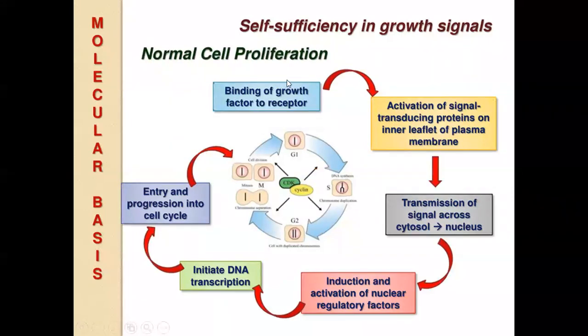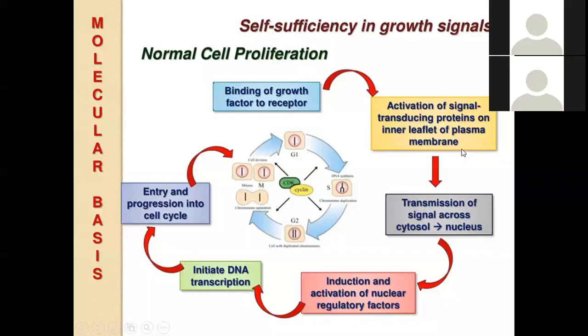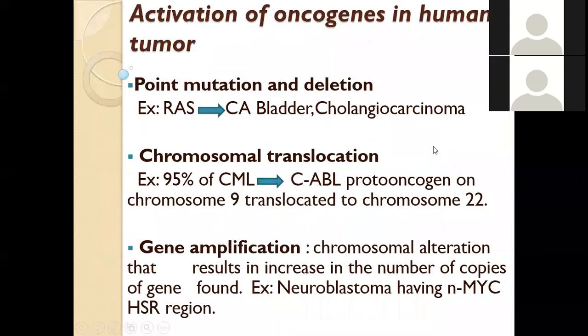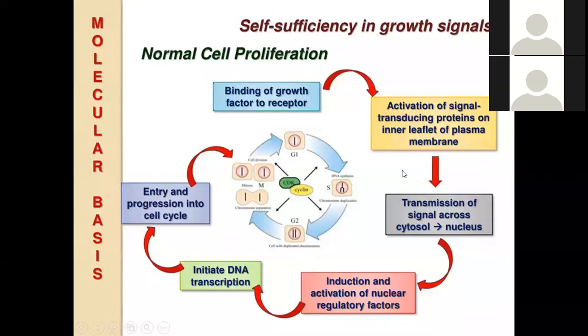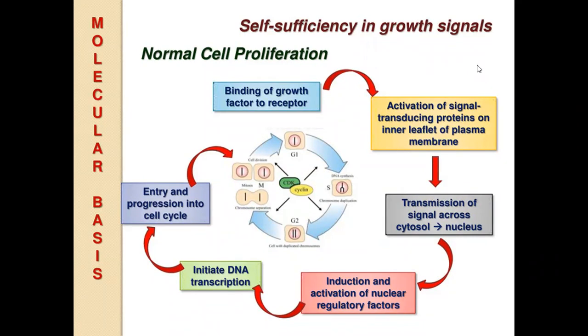So, self-sufficiency in growth signals. In normal cell proliferation, growth factors bind to the receptor. There is the activation of signal transducing proteins on the inner leaflet of the plasma membrane, which leads to the transmission of the signal across the cytosol to the nucleus, which ultimately causes the induction and activation of nuclear regulatory factors, which initiates DNA transcription, entry, and progression into the cell cycle.